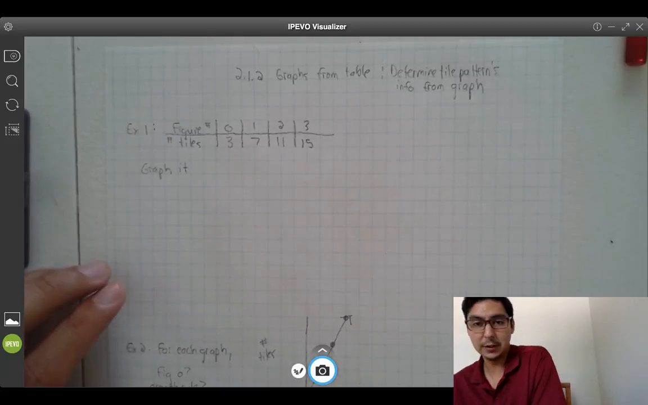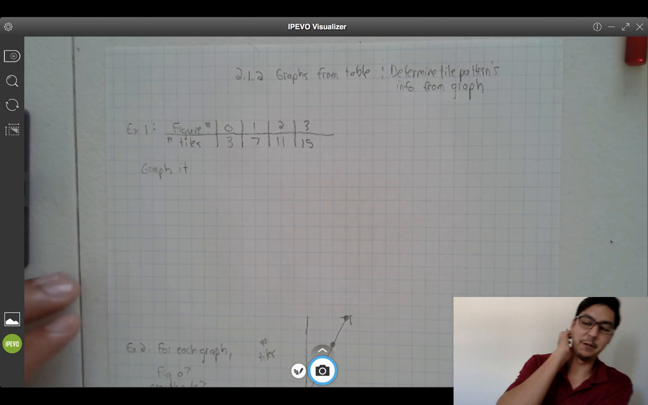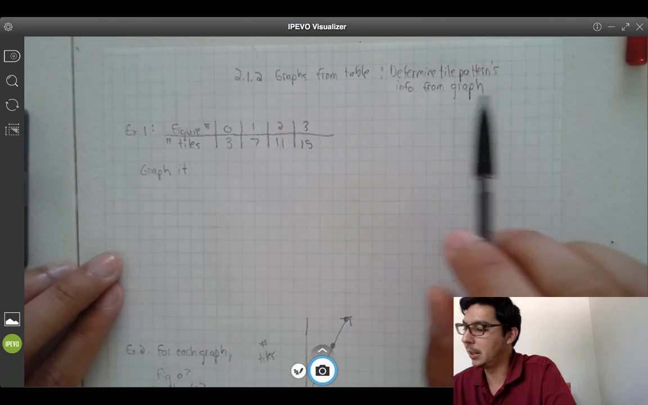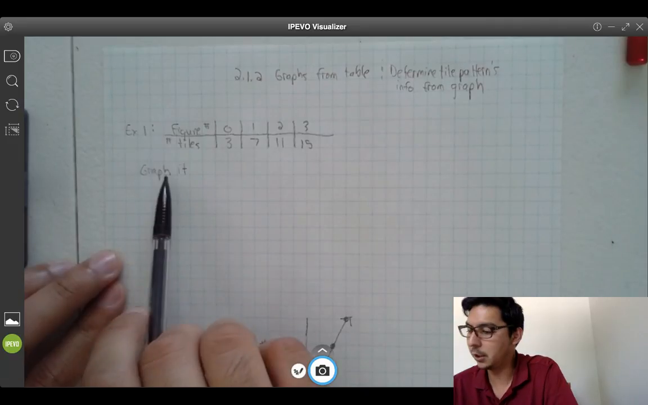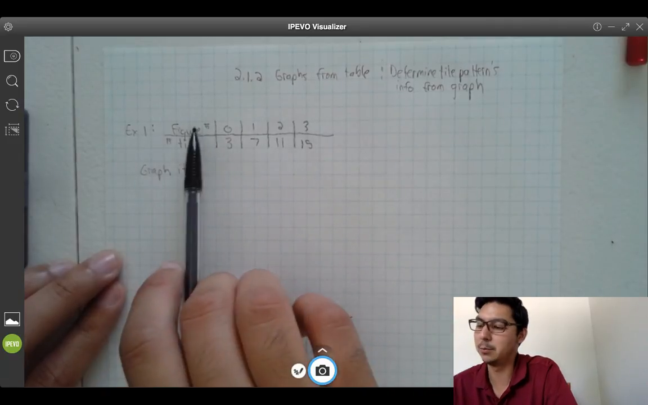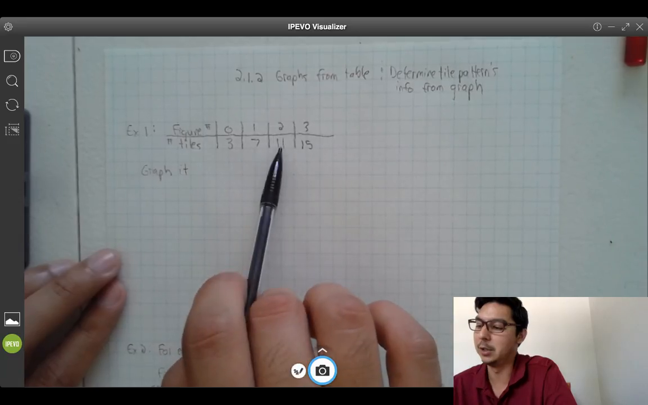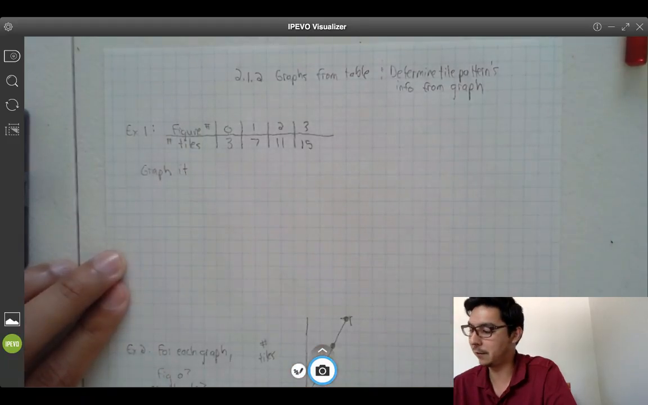So again, pause it if you need to. I already have some of it written down if you want to follow along with me, or you can just watch and follow along and hopefully see if you get it. Now for the first one here, we're going to graph this situation. So this was a tile pattern where figure 0 had 3 tiles, figure 1 had 7 tiles, 2 had 11 tiles, 3 had 15 tiles, and we're going to graph this.